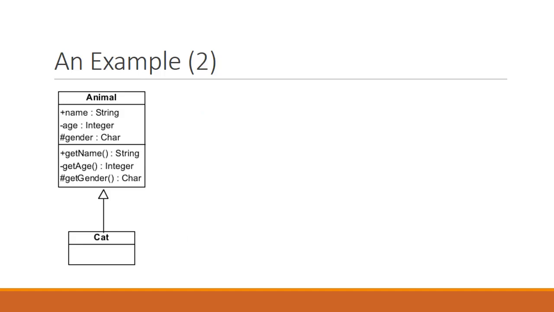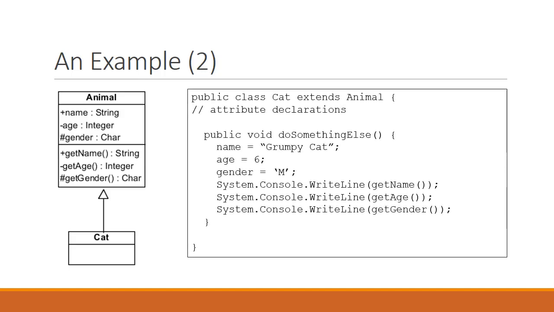Let's go on to a second example. In this example, we have the class cat, which is a subclass of animal. And in cat, there is a method called do something else. So go ahead and pause the video right now and think, does do something else compile? And if not, which are the lines that fail to compile? Have you thought about it?